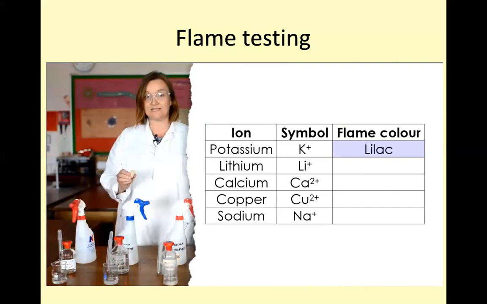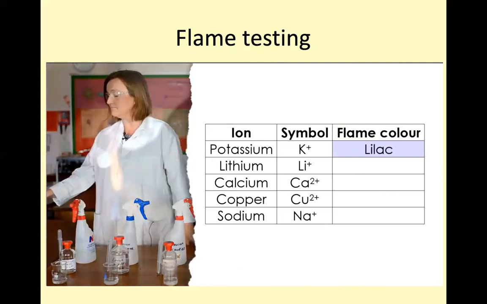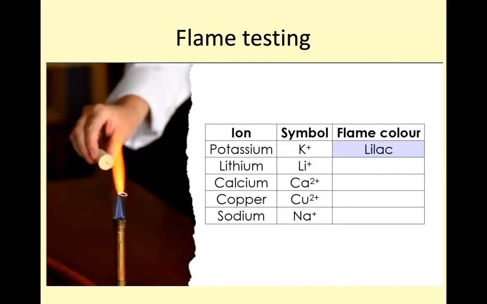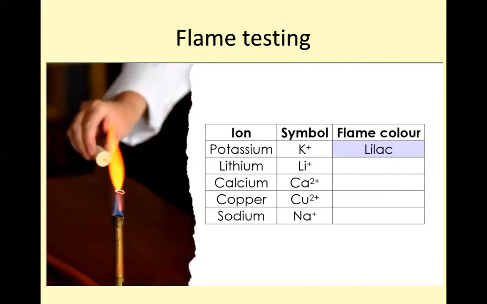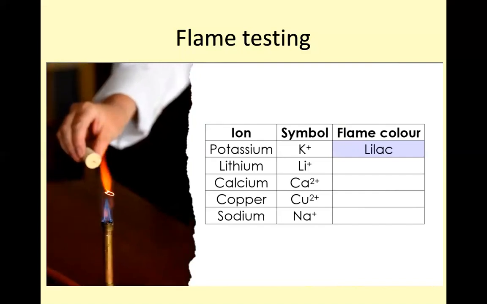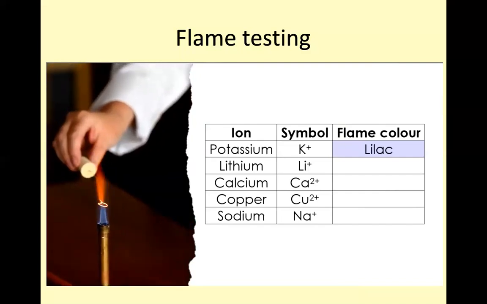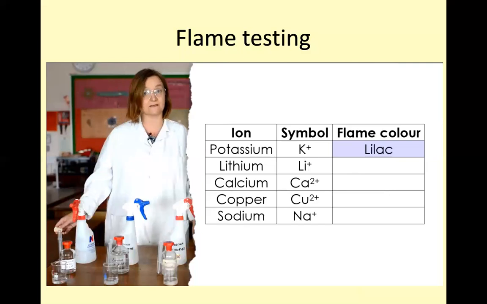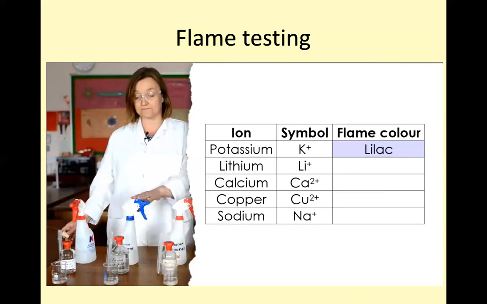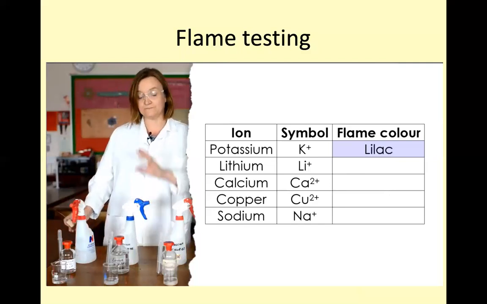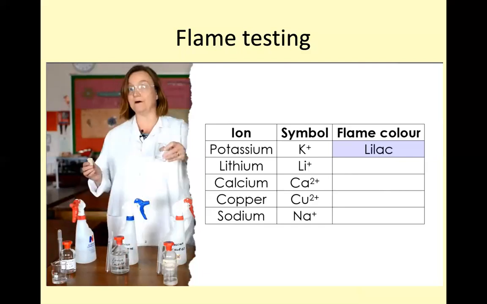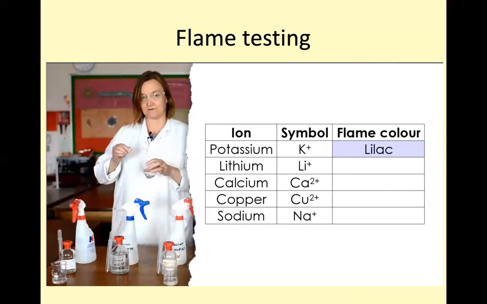Now, between each metal, I'm going to just heat my loop right in the middle of the flame till it's glowing red hot like that. And that will just get rid of any metal ions that are left on the loop before I go to metal number 2, which is lithium. Now, this is also a group 1 metal, just like the potassium was, but it does give a very different colour. Watch this.